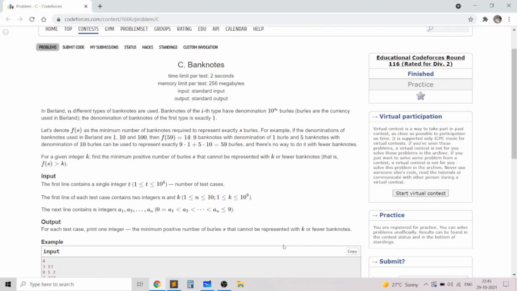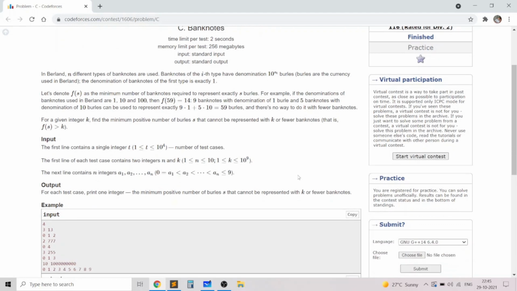So in this problem, we are basically given n quantities which represent n denominations. A number a_i, for i going from 1 to n, will tell us that the denomination is 10 to the a_i, and we can use a particular denomination multiple times, but we can use at most k banknotes in total. We need to find the minimum money which we cannot represent using k or fewer banknotes, where each banknote is some 10 to the a_i.